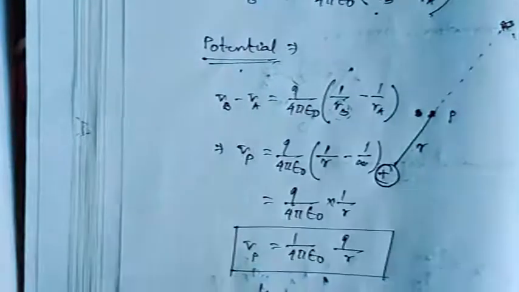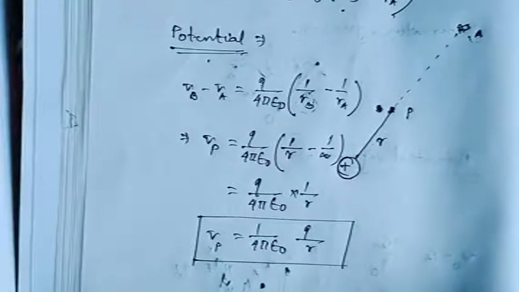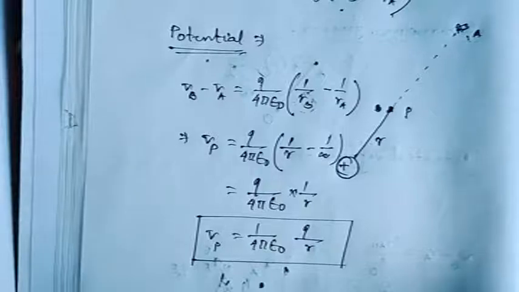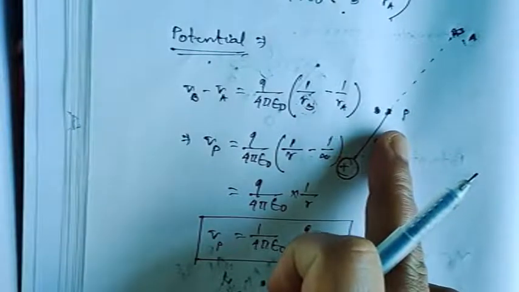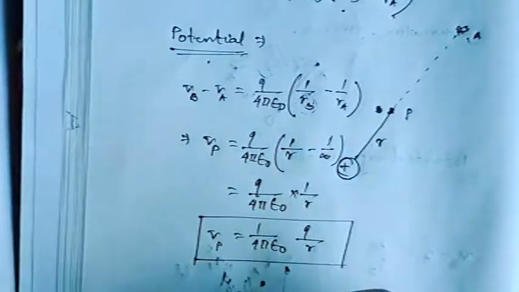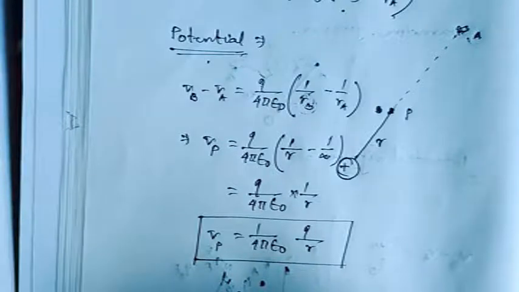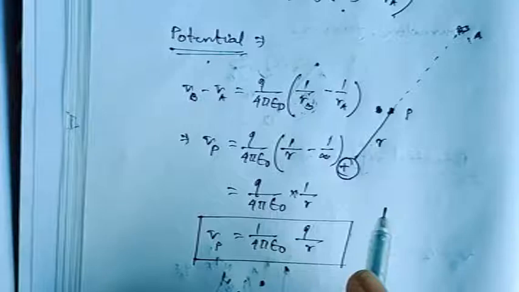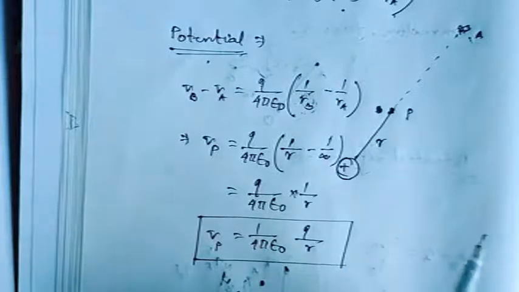So what is the difference between potential and potential difference? Potential means to bring a charge from infinity to a finite point, here P. And potential difference between two points is nothing but the work done per unit test charge to bring it from one point to another point.